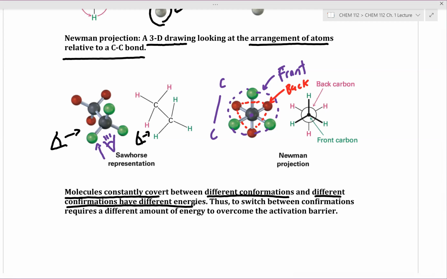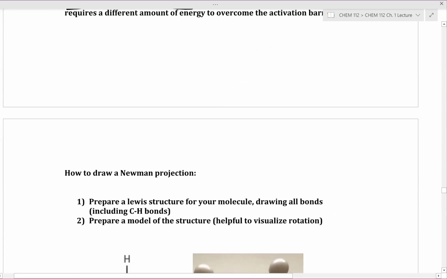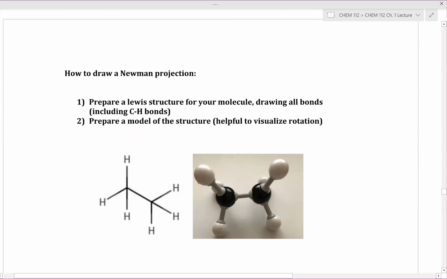And what we're going to do in this chapter is go from the 3D picture, do a sawhorse, do a Newman projection, and then finally we'll be able to assess the energy of each of these conformations. That's our goal, okay? So to help you visualize Newman projections, I actually have a step-by-step guide. So pretend you're given the following alkyl chain. So this is a picture of what it would look like if you're playing with a model kit, okay?